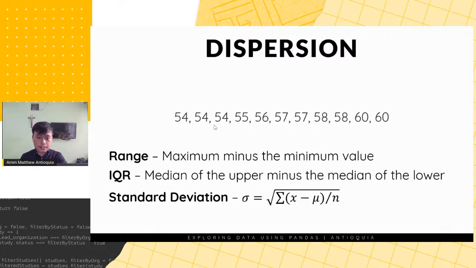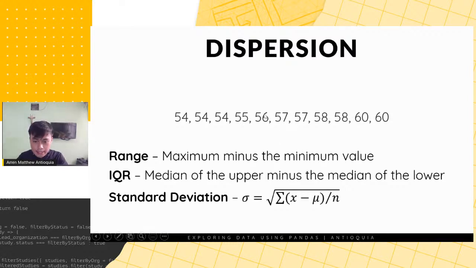And now let's go to dispersion. We have here the range, the IQR or the interquartile range, and the standard deviation. Hindi ko na ata kinumpute dito, but let's go over the advantages and disadvantages. So let me just go over that. The range of these values is just 60 minus 54. That's your range. It's just the maximum value minus the minimum value. The IQR, on the other hand, is the median of the upper minus the median of the lower.